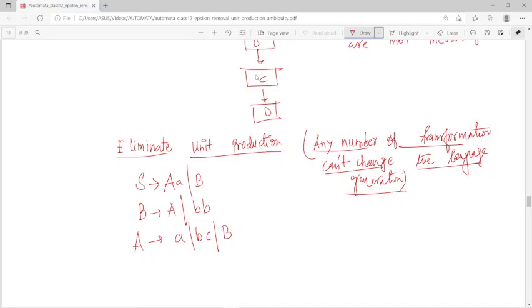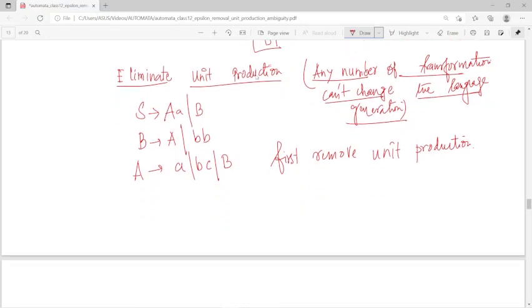First remove the unit productions. If you can remove the unit productions, then you can say: from A to a, from B to bb, and from A to small a, either bc. So you will get that, right? Now since you are deleting S to B, you delete S to B.